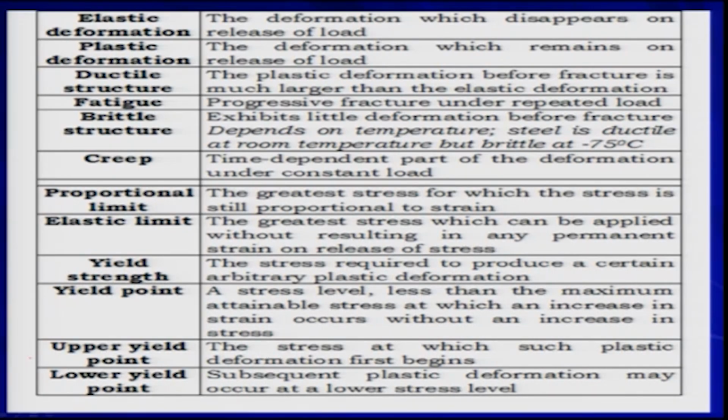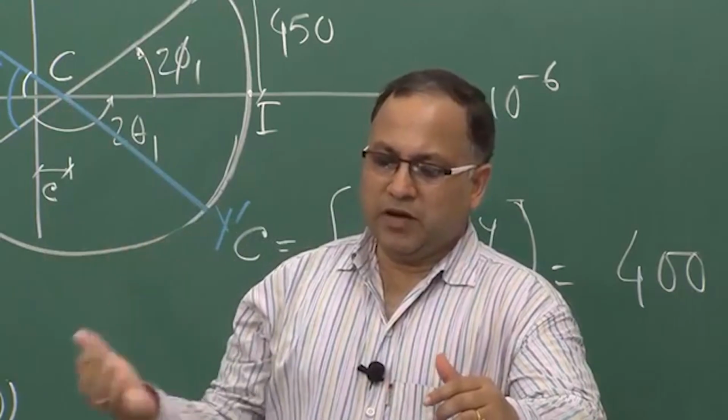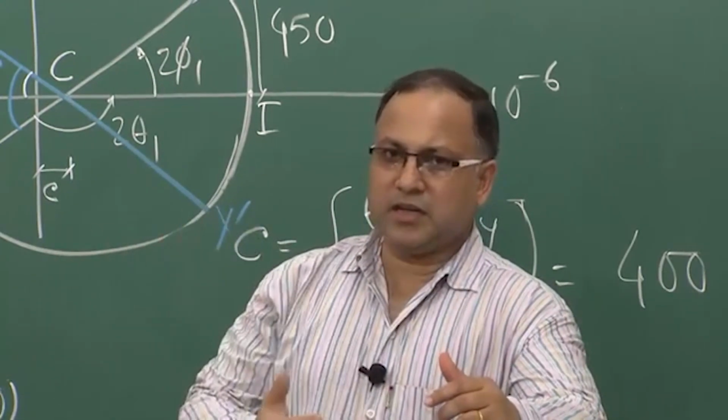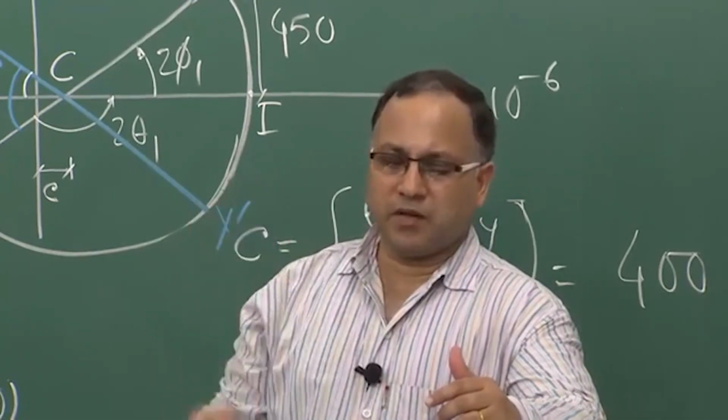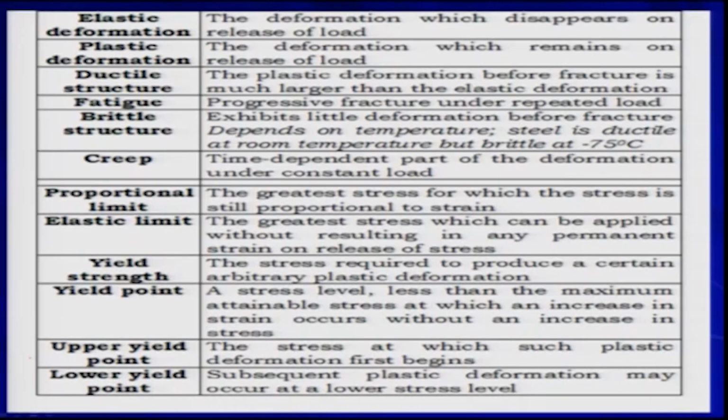Then elastic limit: the greatest stress which can be applied without resulting in any permanent strain on release of stress, because you know what is elastic deformation. So, elastic limit is nothing but the maximum stress at which, even after that, if you release the load or release the stress, the material will come back to its original position, and that is known as elastic limit.